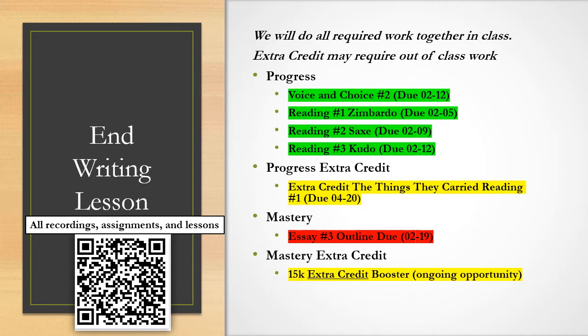The required red assignment, the outline, will be due on the 19th. And there is some mastery extra credit also in yellow. So the green and the red will be in the grade book on their due dates or shortly after their due dates, so keep an eye out for those green and red assignments. Those are the ones you want to be completing for this class to get a grade in this class. The yellow are going to improve your grade, potentially help you on the ACT, or the 15K extra credit booster could potentially be something you add to your work resume.